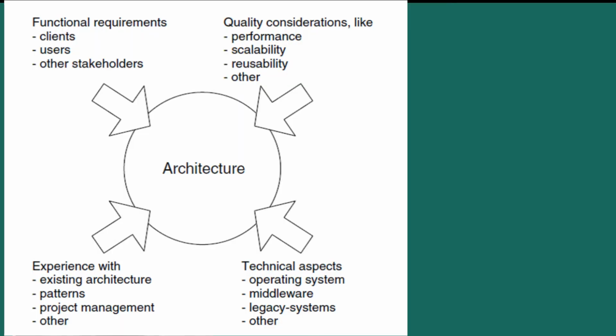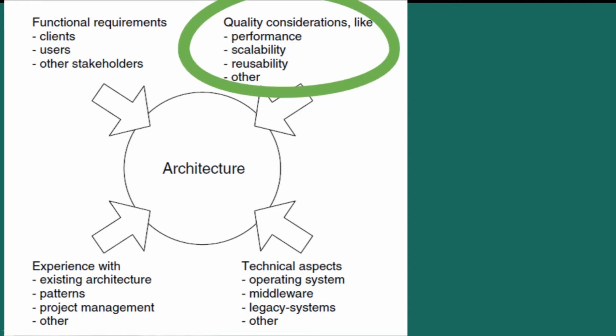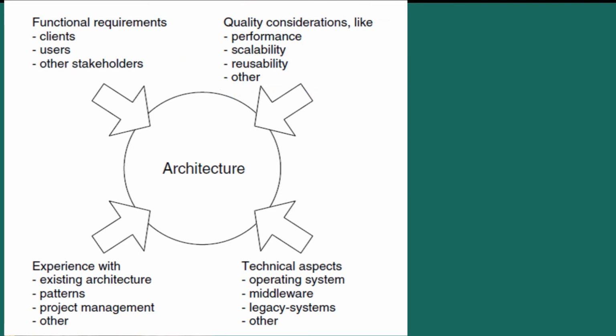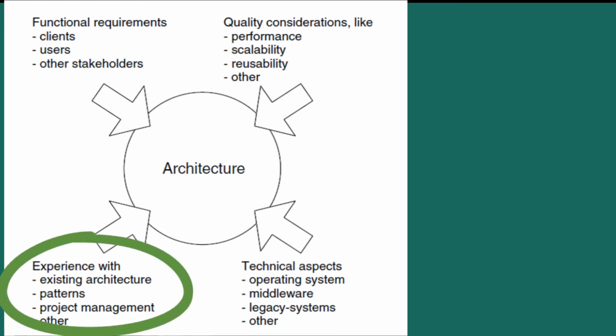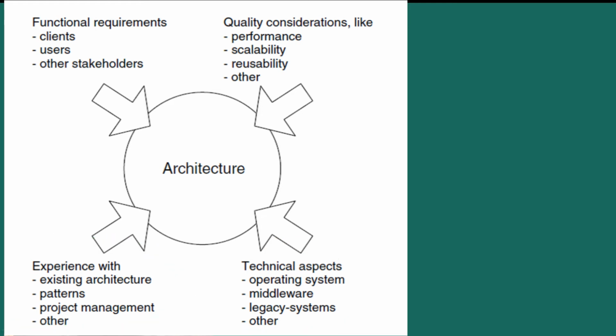Figure shows the different factors and constraints influencing the development of an architecture according to Jacobson and others, 1999. The architecture of an application is primarily influenced by functional requirements, which depend on clients, users and other stakeholders. Quality considerations such as scalability, performance, reusability, etc. Architectures are further influenced by technical constraints such as operating systems, middleware, legacy systems to be integrated, and standards used, etc. Experience with existing architecture, patterns, and project management, etc.